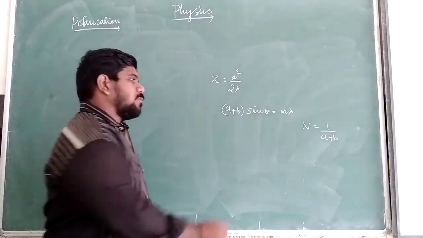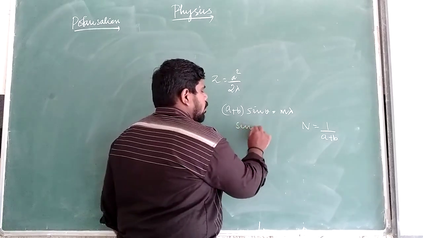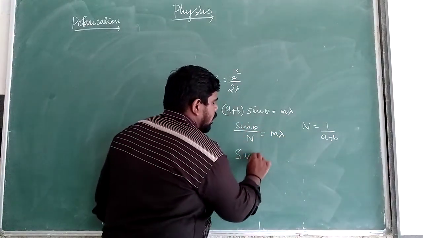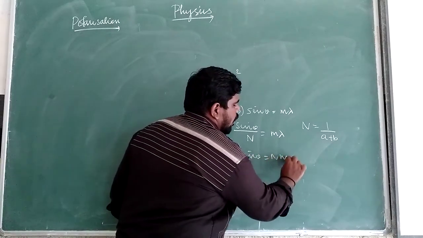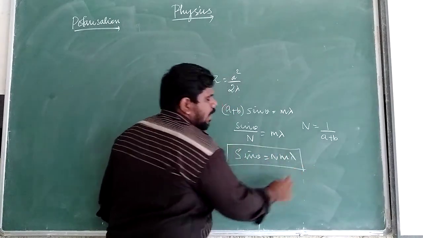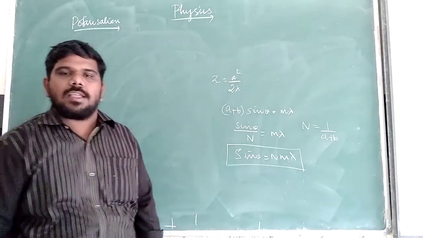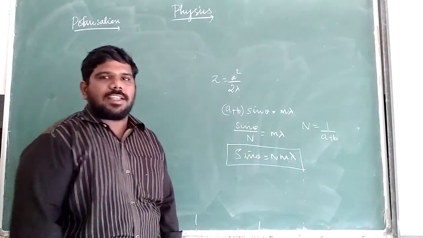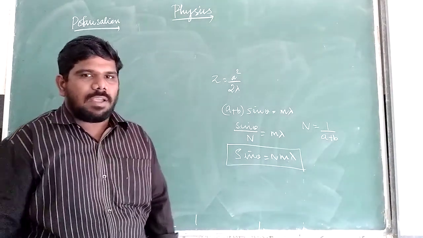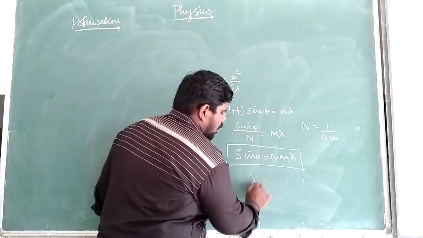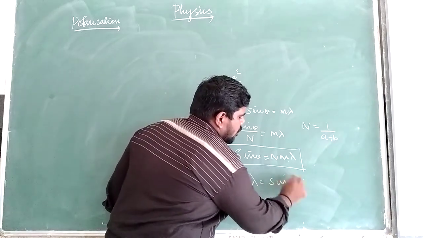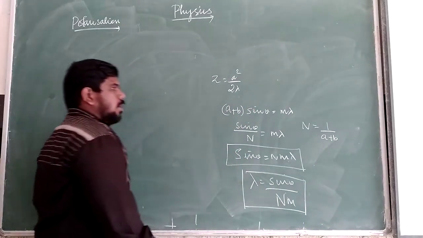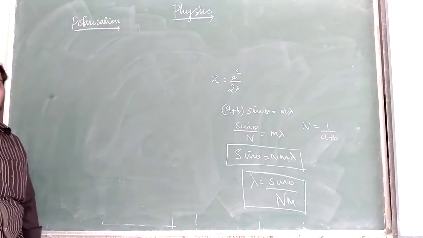If we substitute that, we get sin theta is equal to N m lambda. From this, what is the purpose of using a grating? A grating is used to find the wavelength of colors. So lambda is equal to sin theta by N m.